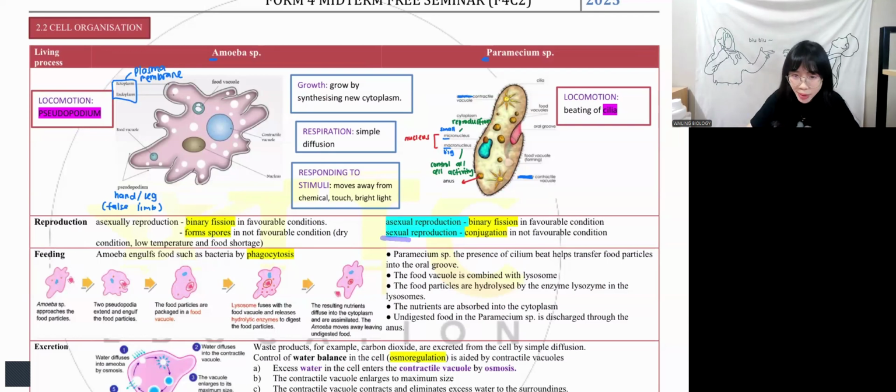Sexual means what? There is a partner. It requires two for them to reproduce. In amoeba species, it's only asexual. It's just me, myself, and I.